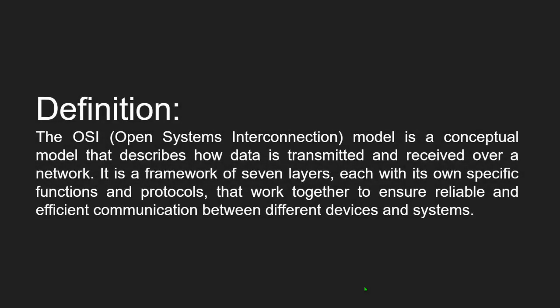Open Systems Interconnection is the full form of the OSI model, which is a conceptual model that describes how data is transmitted and received over a network. It is a framework of seven layers, each with its own specific functions and protocols that work together to ensure reliable and efficient communication between the systems. The OSI model provides a standardized way for different systems to communicate with each other, regardless of their underlying hardware or software.